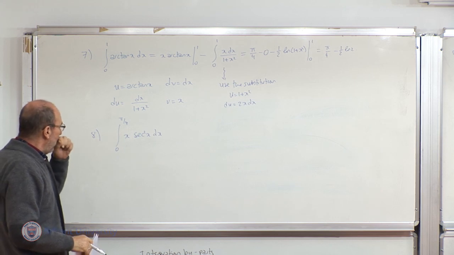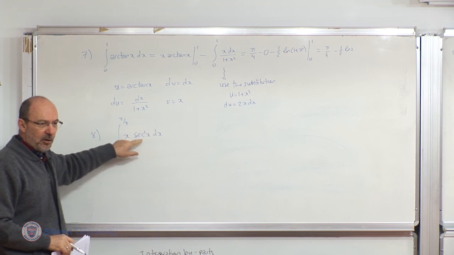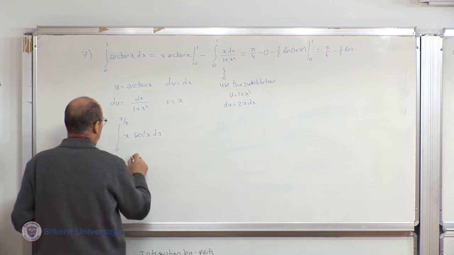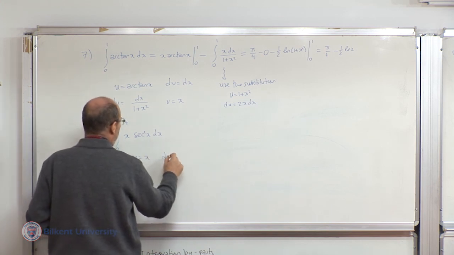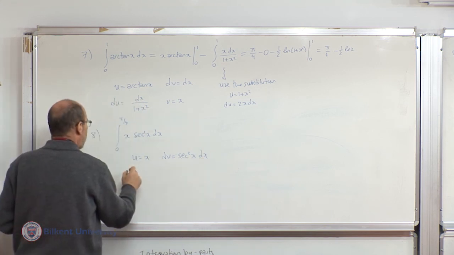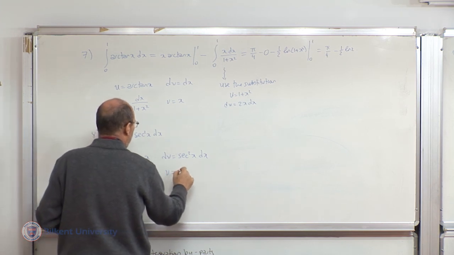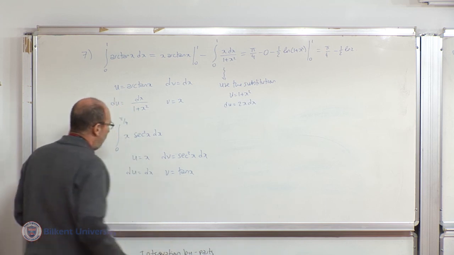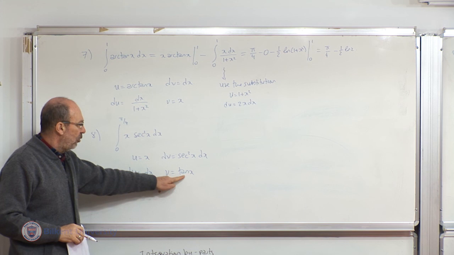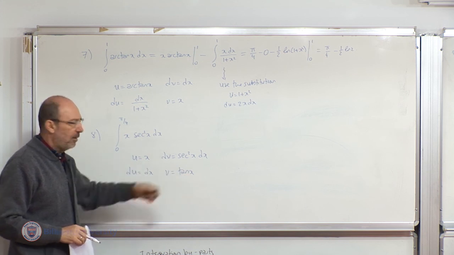Okay. We immediately recognize secant square as the derivative of tangent. So this is now very easy with integration by parts. So u equals x and dv equals secant square x dx. The next line is easy. du is just dx and v is tangent x. I can integrate tangent x because this is sine over cosine. Cosine is the derivative of sine, so this is ln sine.